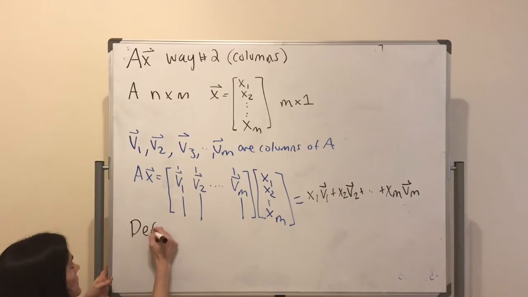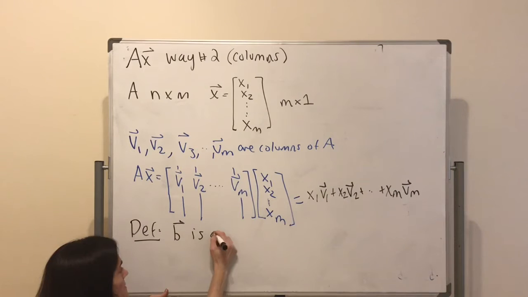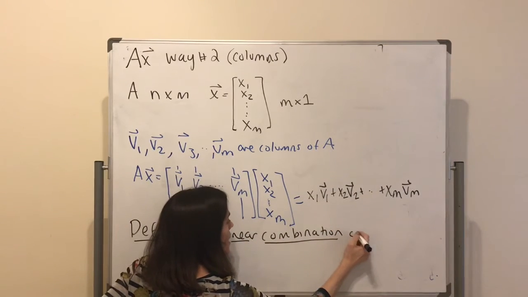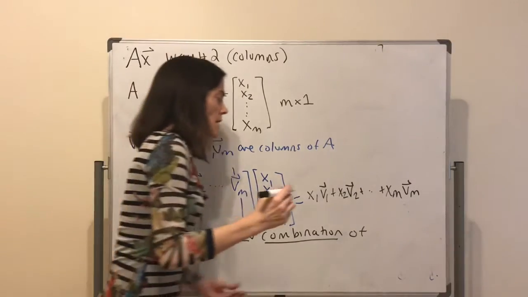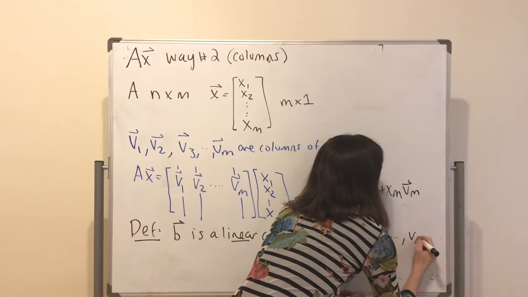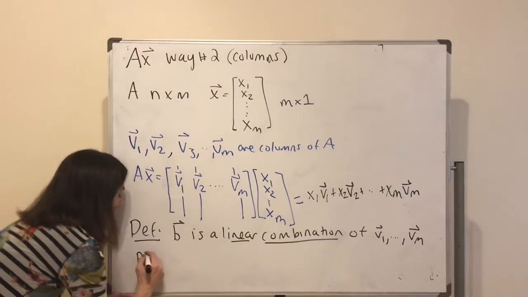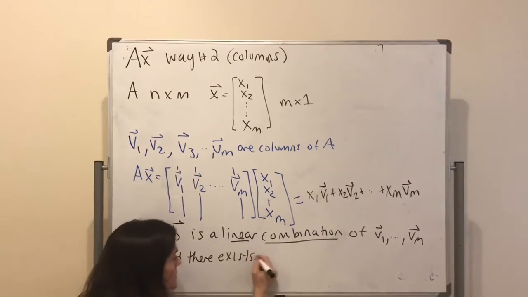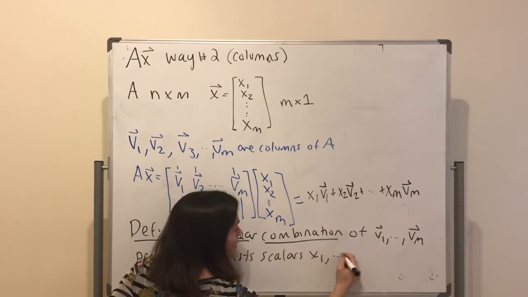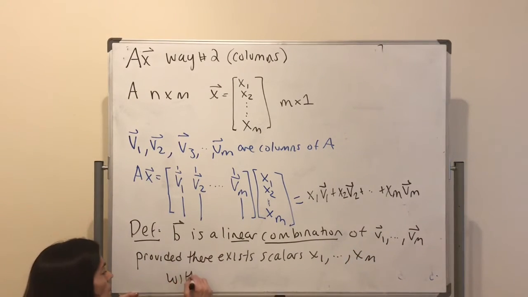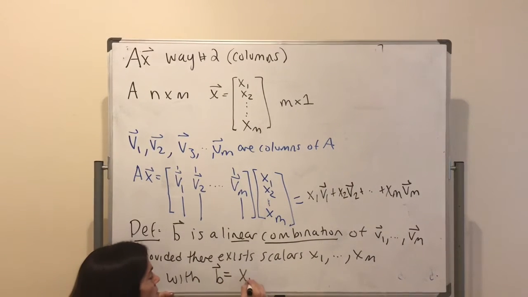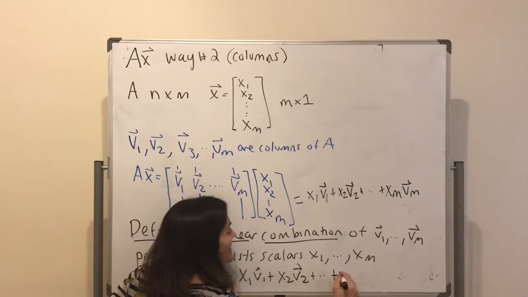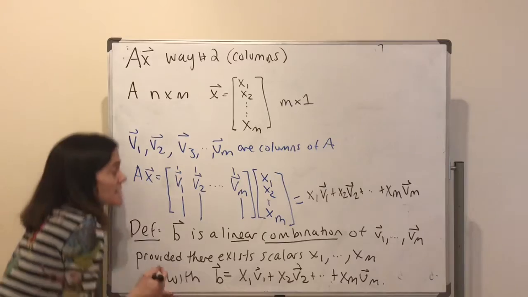So definition: vector B is a linear combination of vectors V1 to VM, provided there exist scalars X1 to XM with B equals X1 V1 plus X2 V2 plus XM VM. This is the definition of linear combination, and you see that's what this is.